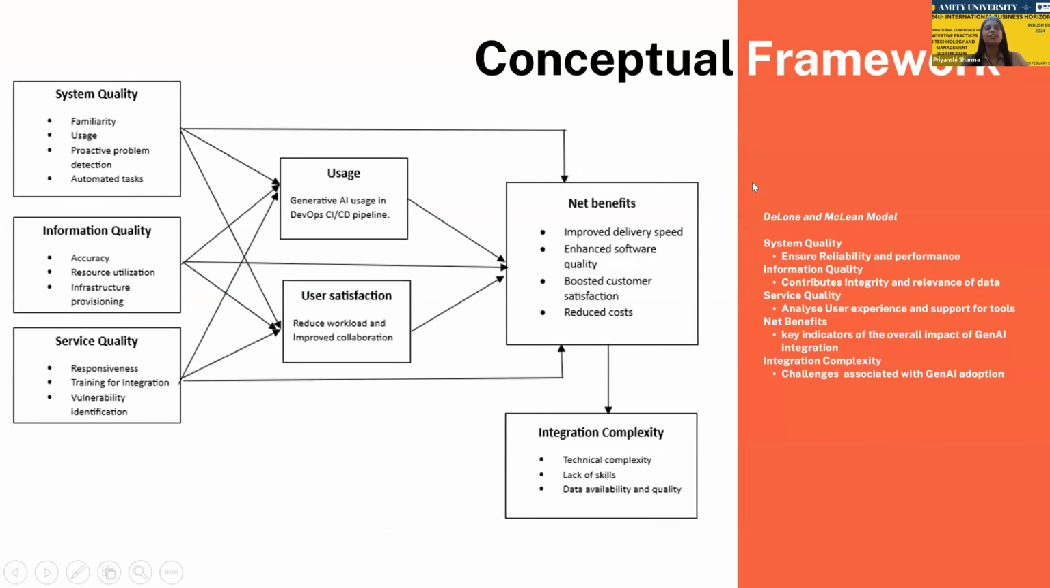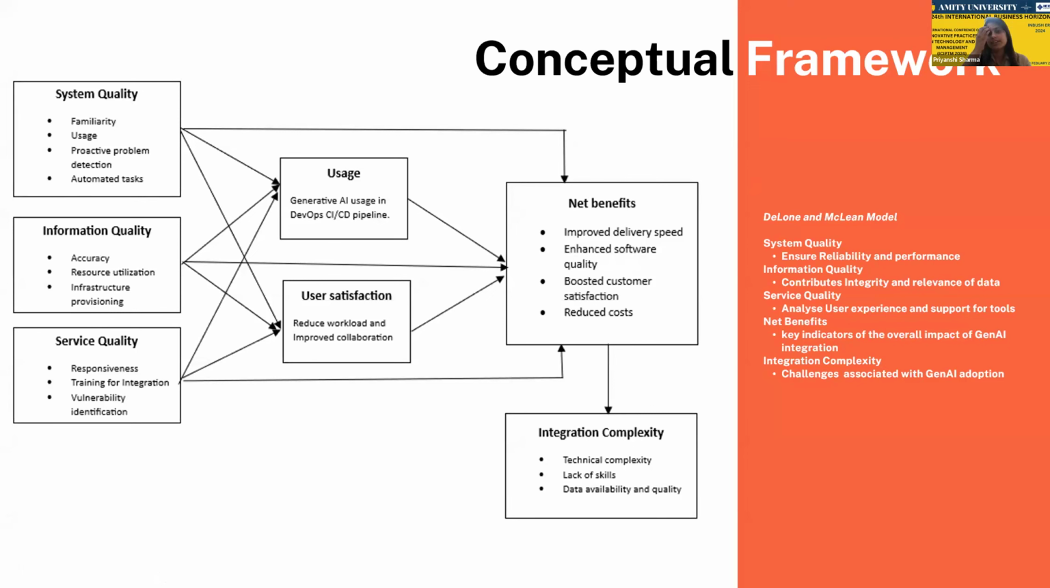Now, based on our literature review, we have formed our conceptual framework using the DeLone and McLean model. Here we can see system quality, which ensures reliability and performance, followed by information quality, which contributes toward the integrity of the data, and service quality, which analyzes the user experience through responses and by providing training for the integration. If all these factors are considered, it will directly impact usage. There will be an increase in generative AI usage, which will lead to user satisfaction if the workload is reduced.